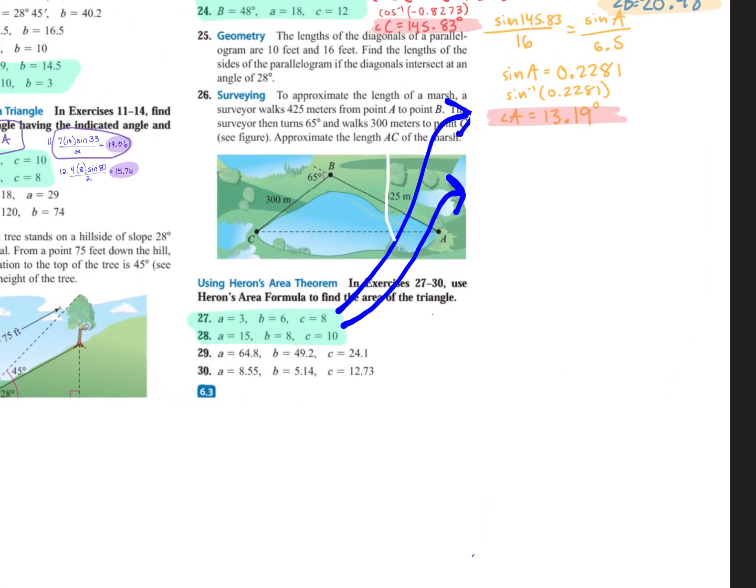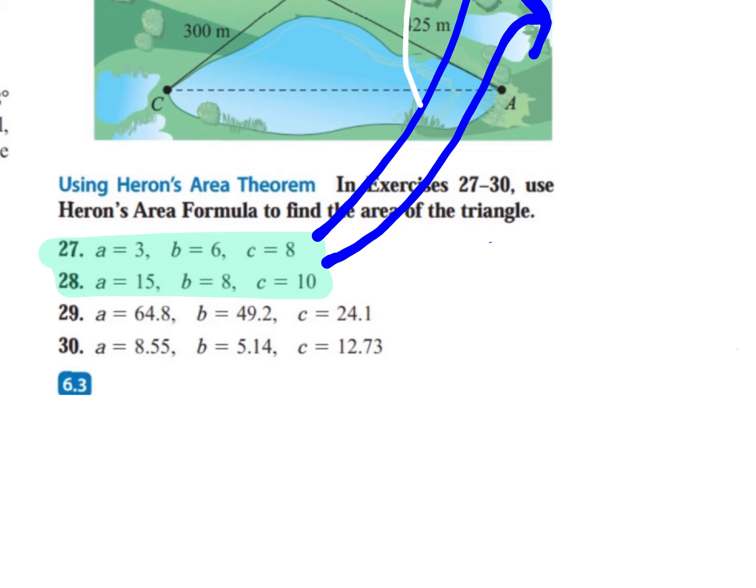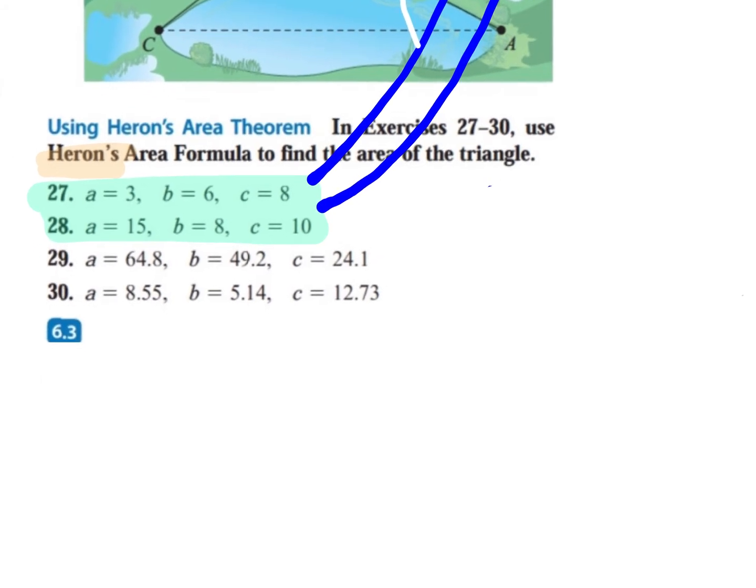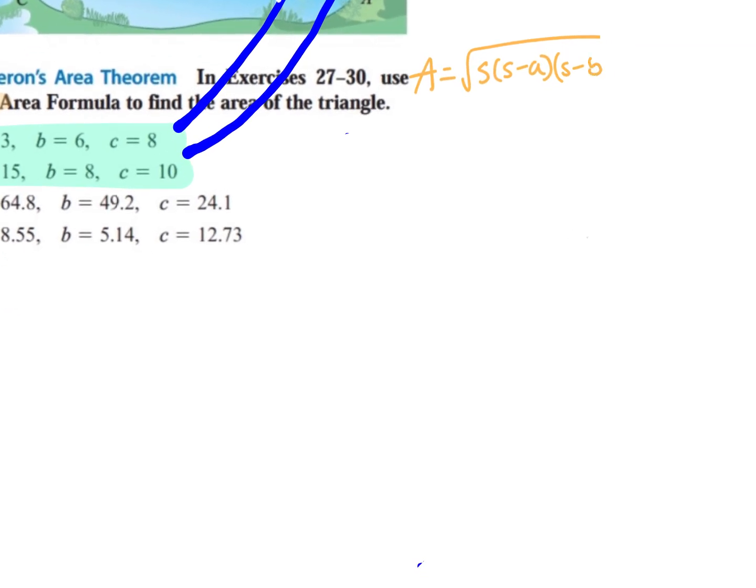All right, let's look at 27. So here we have to find the area again. It says use Heron's formula. So again, that one will be given to you as well. So Heron's formula is the area is equal to the square root of S times S minus A times S minus B times S minus C, where S is A plus B plus C divided by 2.